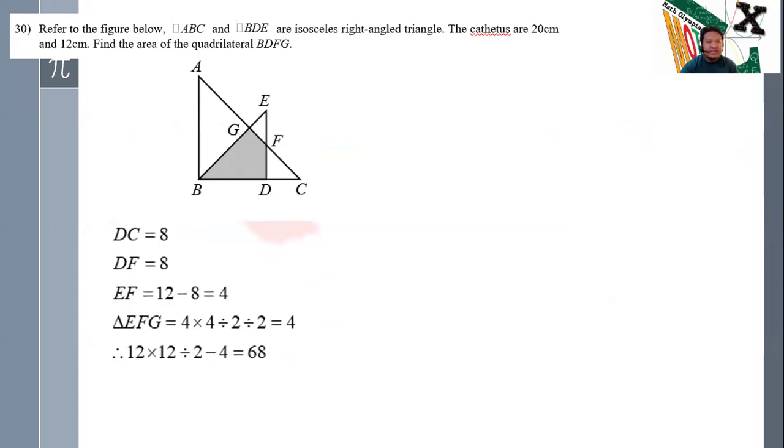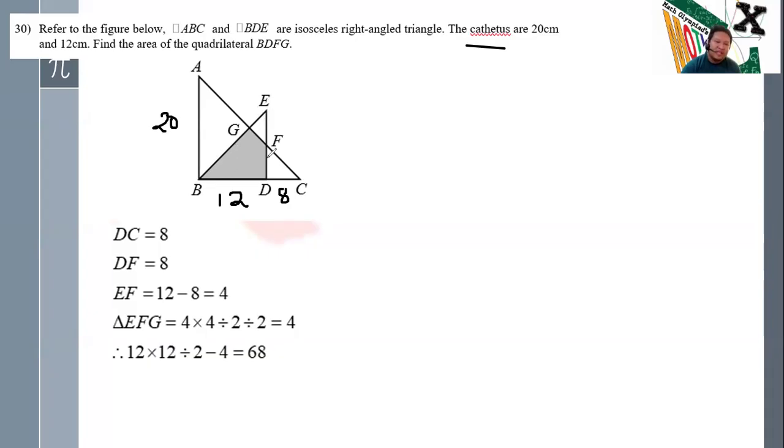The hypotenuse DC, and actually the sides, are like the legs, right? So because of that, your DC will become 8. We know BD is 12 because those are your legs. We know that AB is 20. So we're trying to find the area of this quadrilateral.